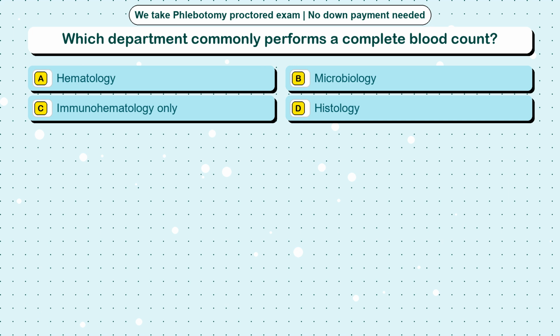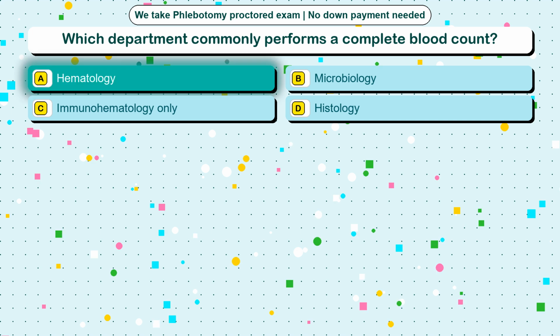Question 7. Which department commonly performs a complete blood count? Option A. Hematology. Option B. Microbiology. Option C. Immunohematology only. Option D. Histology. The correct answer is option A.